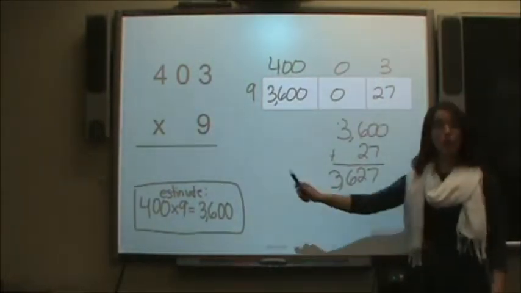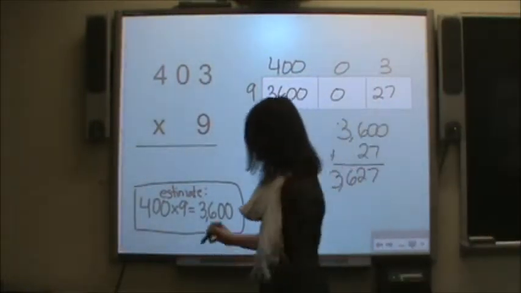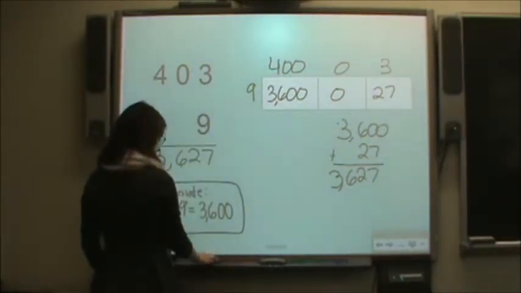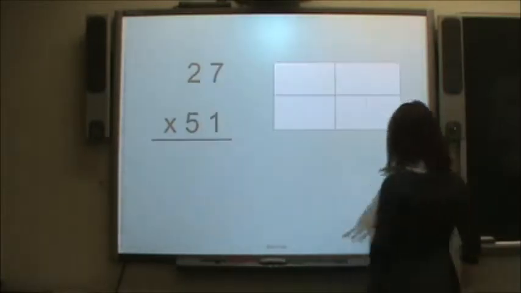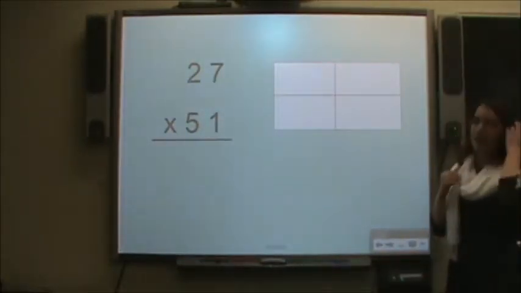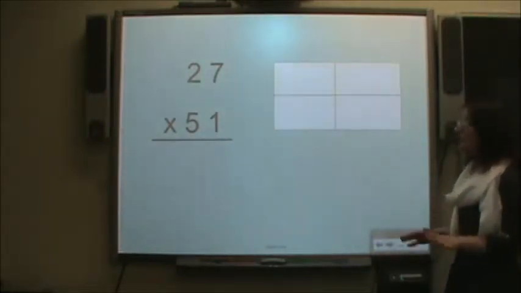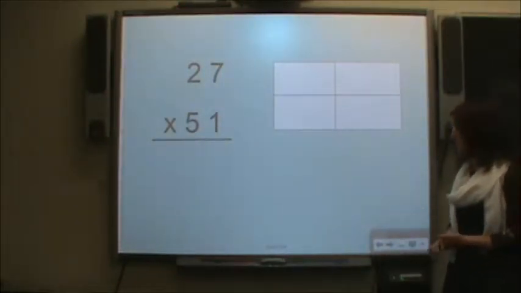$3,627. Again, really close to my ballpark estimate, so I can be pretty confident that I'm correct. Okay, now we're talking 2 digits by 2 digits. This gets a little bit trickier, but still 100% doable.